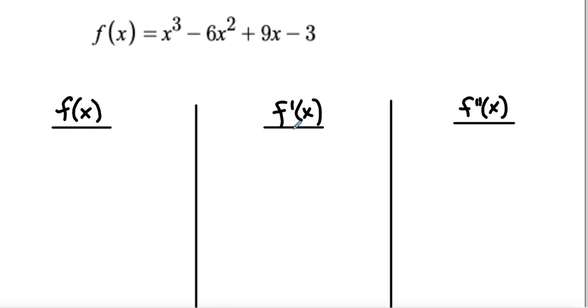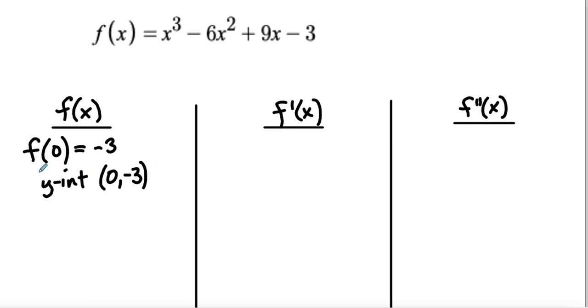So before we get started with the first derivative, there's one really useful piece of information that's very easy to get, and that's the y-intercept. Remember, when x is 0, you're on the y-axis. And so if x is 0 here, well, 0, 0, 0, minus 3. So my y-intercept is (0, -3). That's my first piece of useful information because I'm going to be able to graph that y-intercept to help me draw the graph itself.